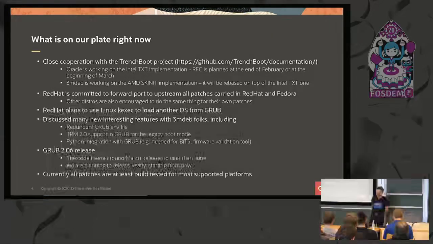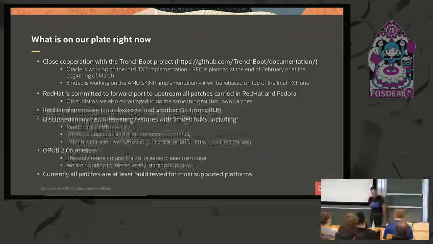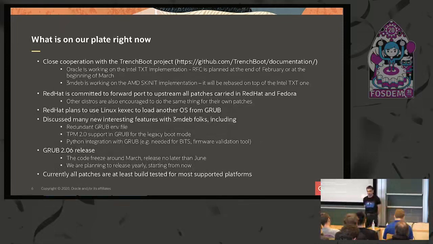What's happening right now? The biggest thing which we are working on is the TrenchBoot project, and currently we are doing 2 things in parallel. I am focusing on the TXT implementation for the GRUB. I had a nice presentation together with Piotr from 3mdeb about this work yesterday. 3mdeb is focusing on the AMD SKINIT implementation for the GRUB.